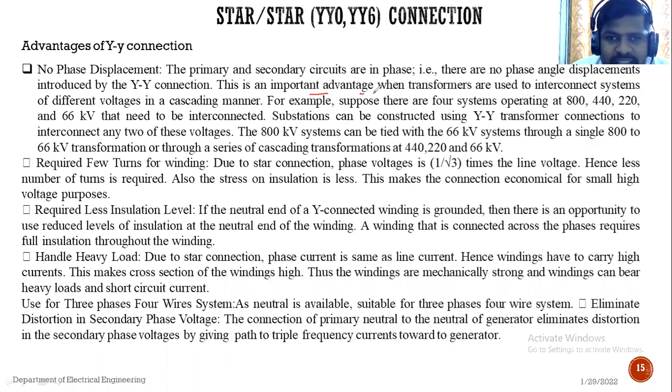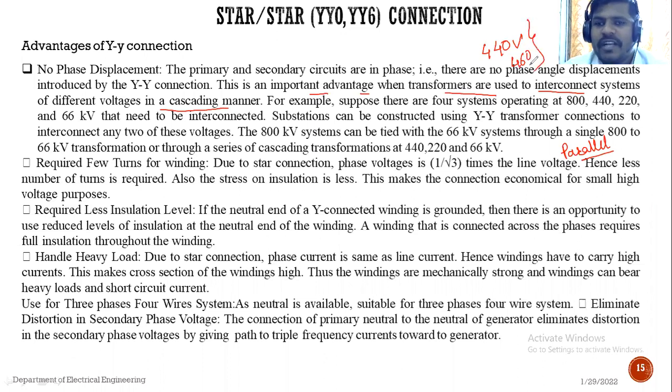This is an important advantage when transformers are used to interconnect the system of different voltages in cascade manner. Cascade manner is nothing but parallel manner. Okay, ज्यावेळेस दोन किंवा दोन पेक्षा अधिक ट्रान्सफॉर्मर having different output voltages, म्हणजे suppose the output voltage of one transformer is 440 volt, the output voltage of another transformer is 460 volt. Suppose the output voltage is different, so if I want to connect these different voltage transformers in parallel or in cascade, then this is an advantage.